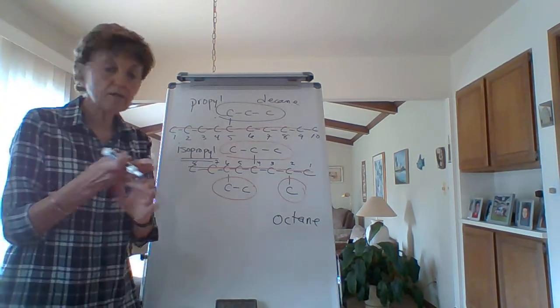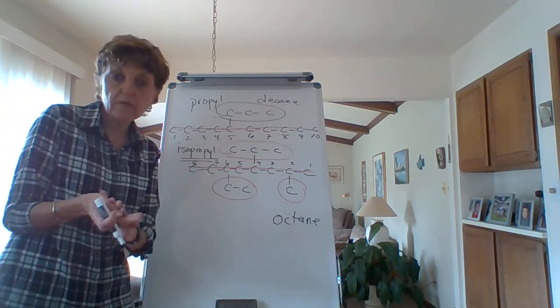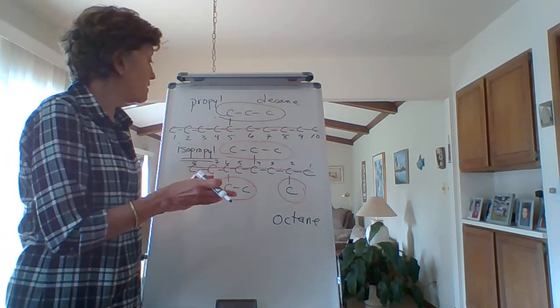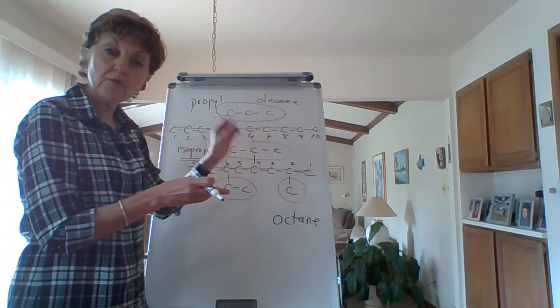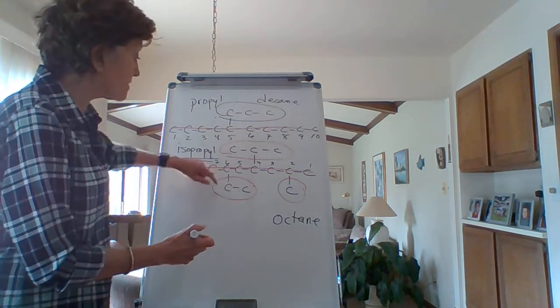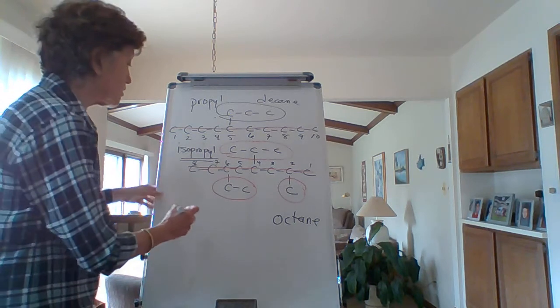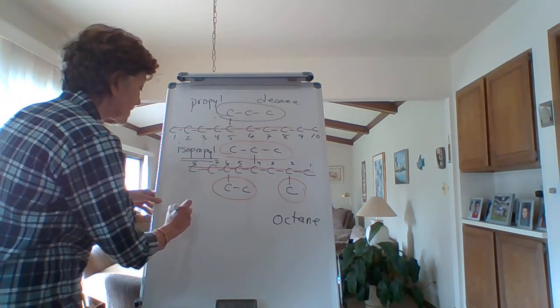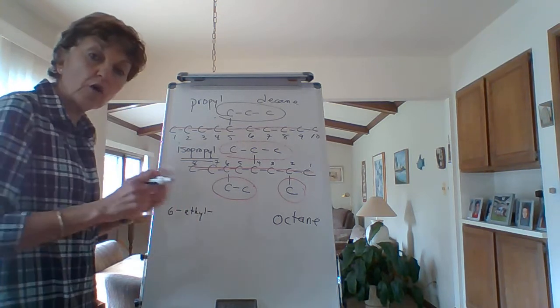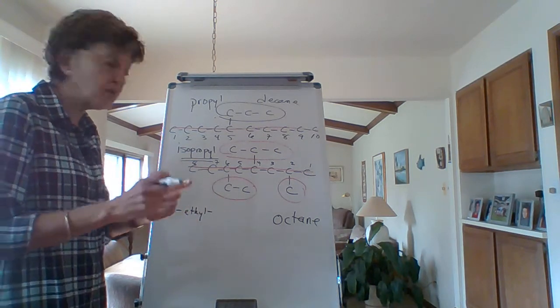So you got your parent, you did the numbering. Now we need to alphabetize the substituents. Since E comes before the other two, it's got to be first in the name. Where is the ethyl? It's on carbon 6. So it's 6-ethyl. Dash. Remember, you always put a dash between a letter and a number.